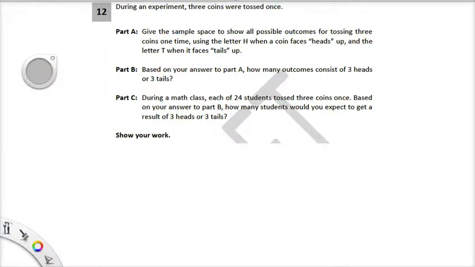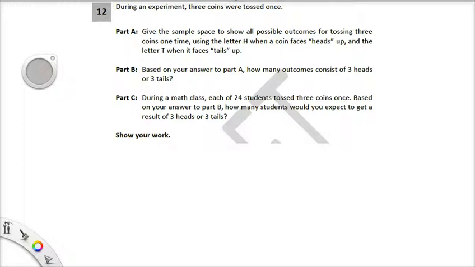So during an experiment, 3 coins were tossed once. Part A: give the sample space to show all possible outcomes for tossing 3 coins one time, using the letter H when a coin faces heads up and the letter T when it faces tails up. Part B: based on your answer to Part A, how many outcomes consist of 3 heads or 3 tails?